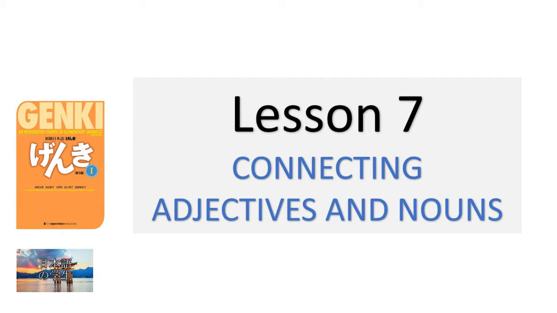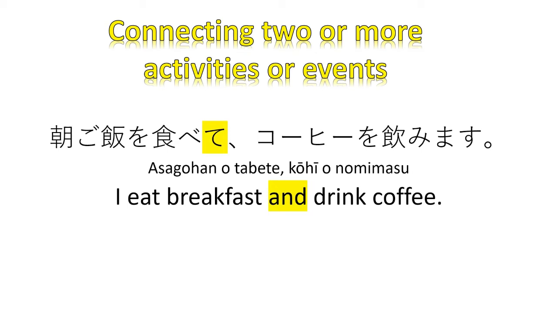In this lesson, we're going to learn how to connect two adjectives or two nouns or mix adjectives and nouns. In lesson 6, we talked about how to connect two or more activities or events or verbs using the te form of the verb. For example, asagohan o tabete, kohi o nomimasu. Here, as you see, tabete is the te form of taberu, and the te form here stands as "and" in English.